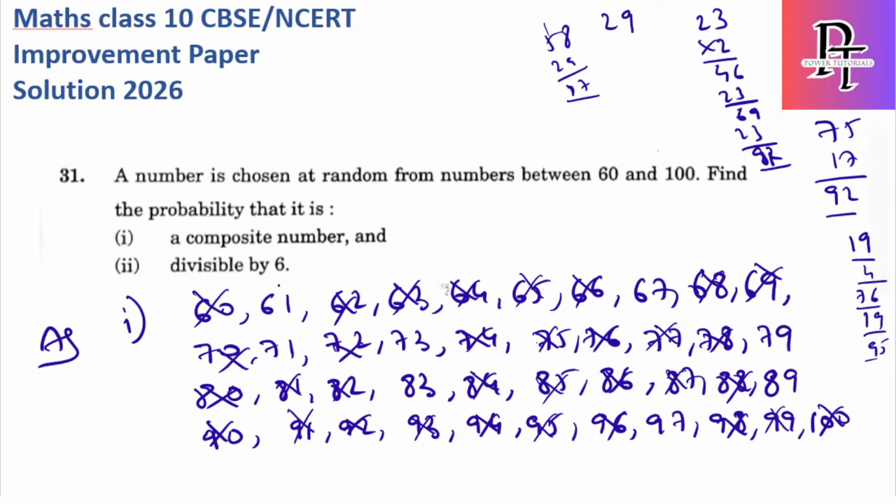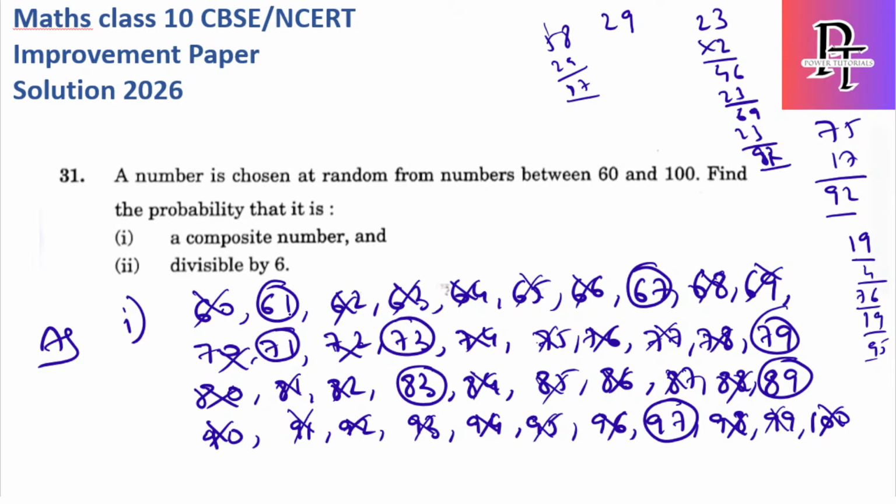So the prime numbers I got are 61, 67, 71, 73, 79, 83, 89, and then the only remaining prime number is 97. So the prime numbers are 1, 2, 3, 4, 5, 6, 7, 8. I'll check again. 1, 2, 3, 4, 5, 6, 7, 8. So I'm getting 8 prime numbers.